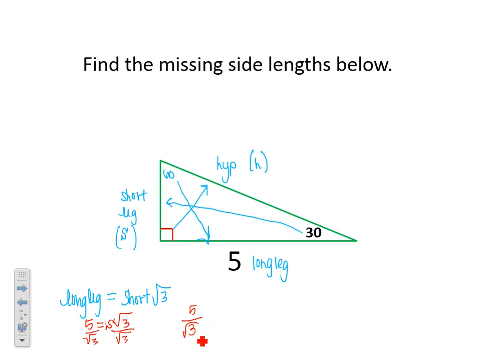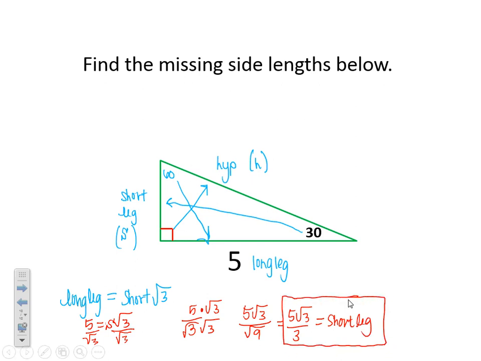But we can't have a radical in the bottom, so we have to multiply the top by the square root of 3 and the bottom by the square root of 3. So it would be 5 square roots of 3 over the square root of 9, which equals 5 square roots of 3 over 3. That would be the short leg. Okay, and when they're asking for exact measures, we're not looking for decimals. We need to make sure that we rationalize the denominator. Okay, now we know the short leg is 5 square roots of 3 over 3.